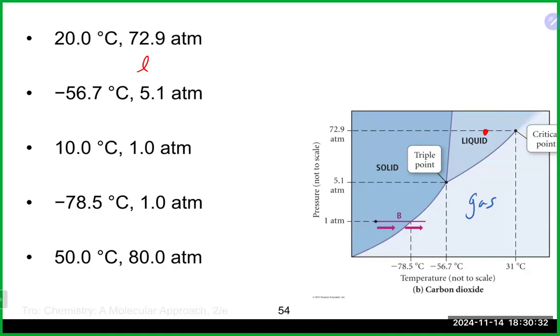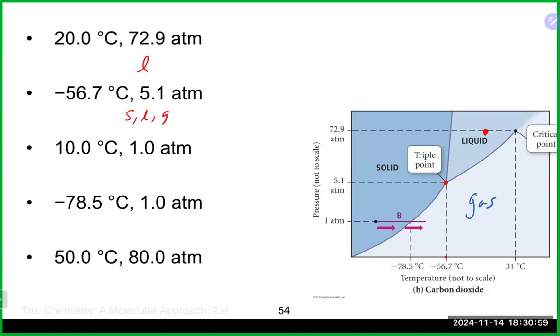If we look at the next set of conditions, we have a temperature of minus 56.7, which is right about there. And we have a pressure of 5.1, which puts us right there. And that is at the triple point. And at the triple point, you have all phases happening at once. So you would have solid, liquid, and gas basically all occurring at the same time.